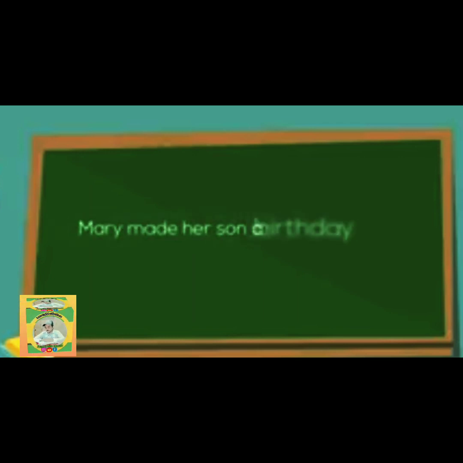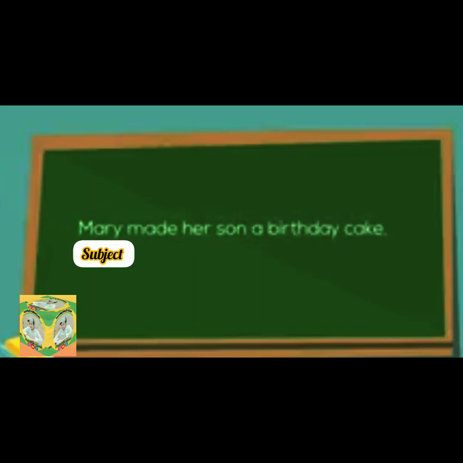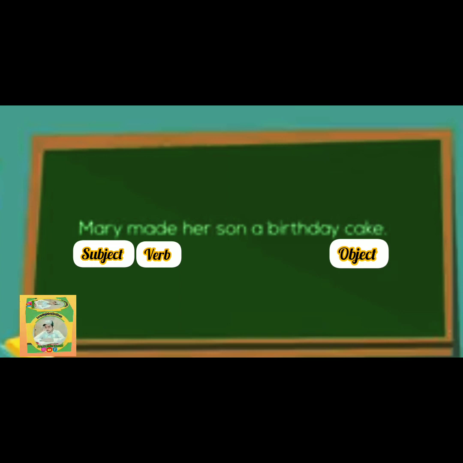Here is another example. Mary made her son a birthday cake. Mary is the subject, made is the verb. Now we can ask the question, what did Mary make? The answer is a cake, so cake is the direct object. But when we ask for whom was the cake made, the answer is for her son. So son is the indirect object.